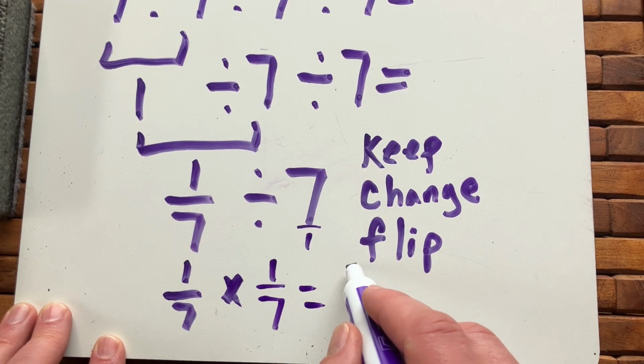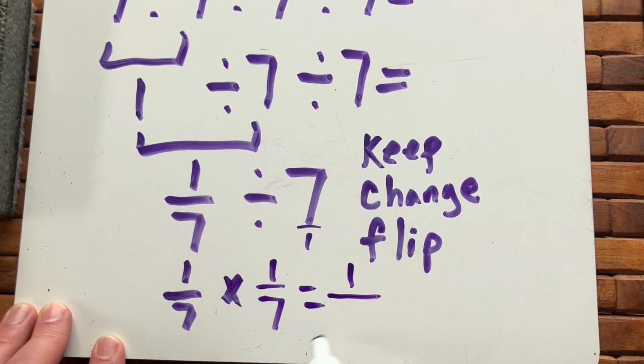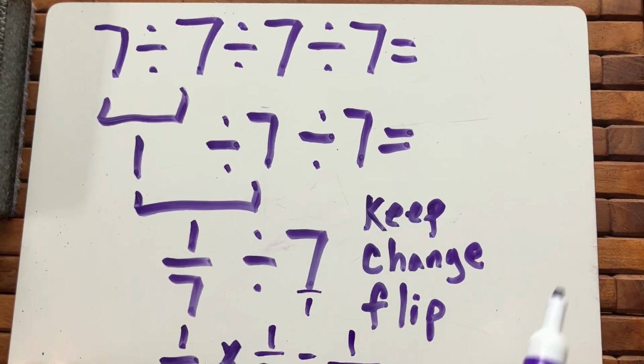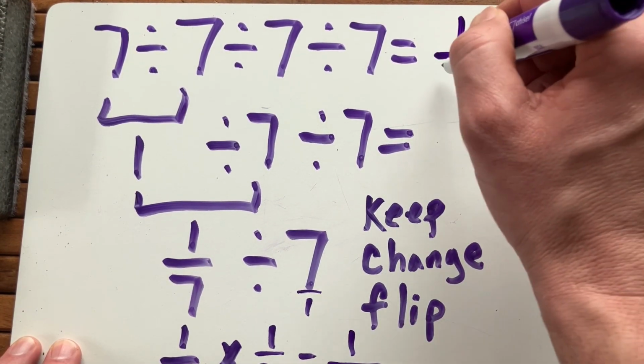1 times 1 is 1. And 7 times 7 is 49. The answer to our equation today is 1/49.